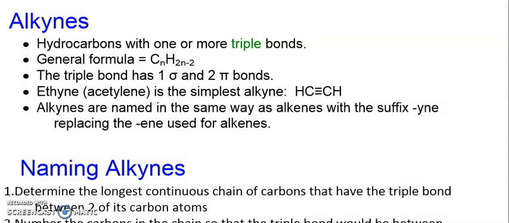A triple bond has a sigma and 2 pi bonds. The simplest is ethyne, and the common name for that is acetylene. And alkynes are named in the same way as alkenes. You just change the ending from ene to yne. And because we have a triple bond, it only has one thing attached to either side on the carbon, there is no cis or trans. That is only with alkenes.